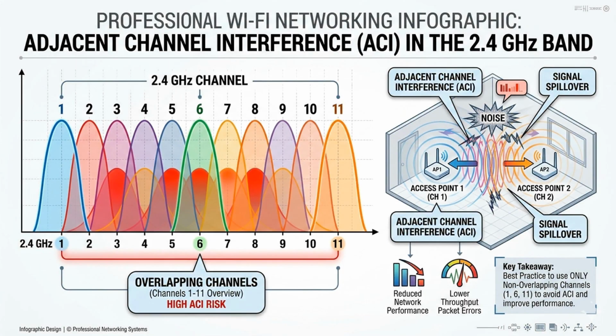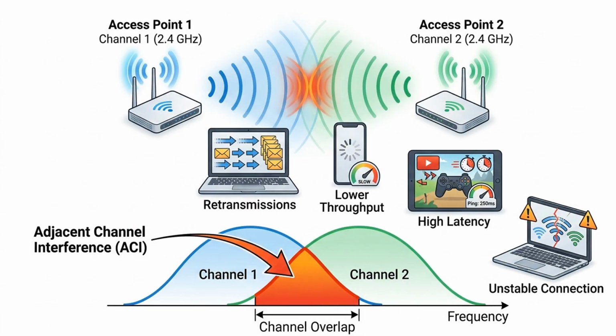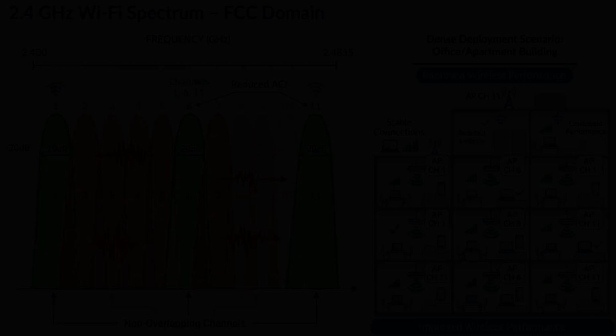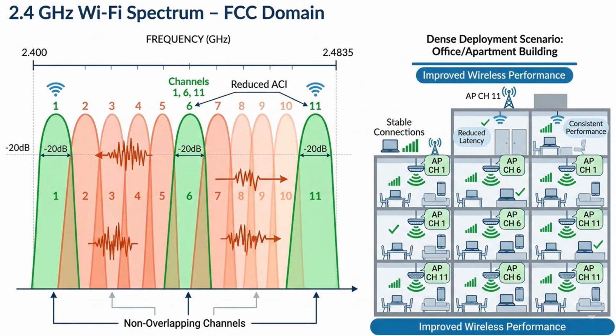Adjacent channel interference in 2.4 GHz. Most 2.4 GHz channels overlap. Signals from one channel can spill into another, creating noise and reducing network performance. For example, if one access point uses channel 1 and another uses channel 2, their frequencies overlap and interfere with each other. This can lead to retransmissions, lower throughput, increased latency, and unstable connections. In the 2.4 GHz band, only channels 1, 6, and 11 are non-overlapping in the FCC domain. Using these channels helps minimize ACI and improves wireless performance, especially in dense deployments.